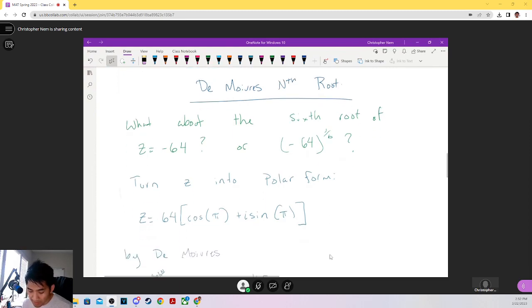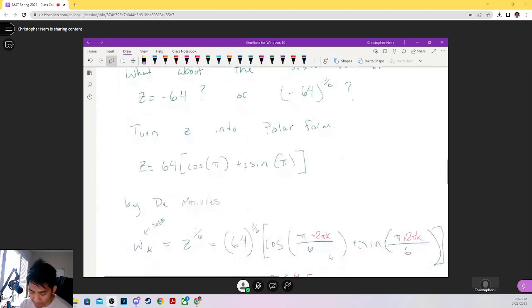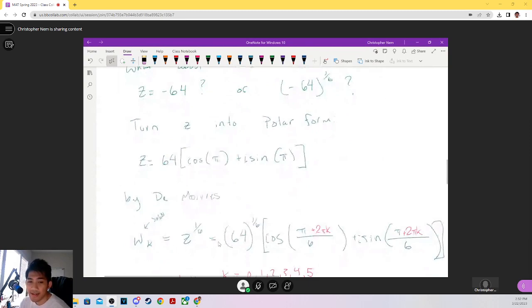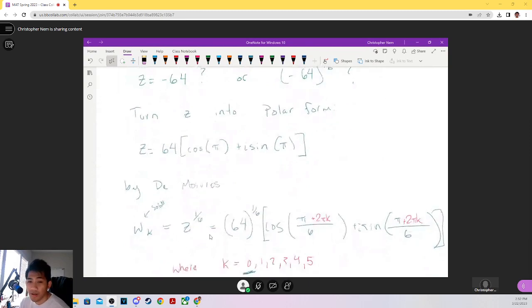So by De Moivre's theorem, I can have this setup right here. I can say that z to the 1/6 power is equal to 64 raised to the 1/6 times cosine of pi over 6 plus i sine pi over 6. Why did I divide by 6? Normally we would multiply. But because we're doing roots, we have to divide instead of multiply. It's the inverse property of the inverse operation, more so.